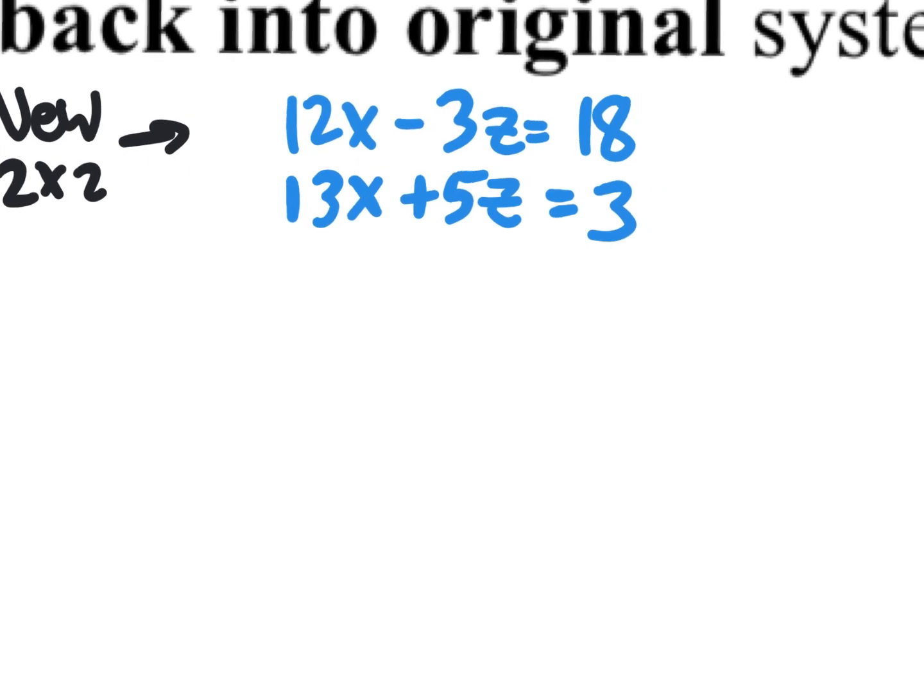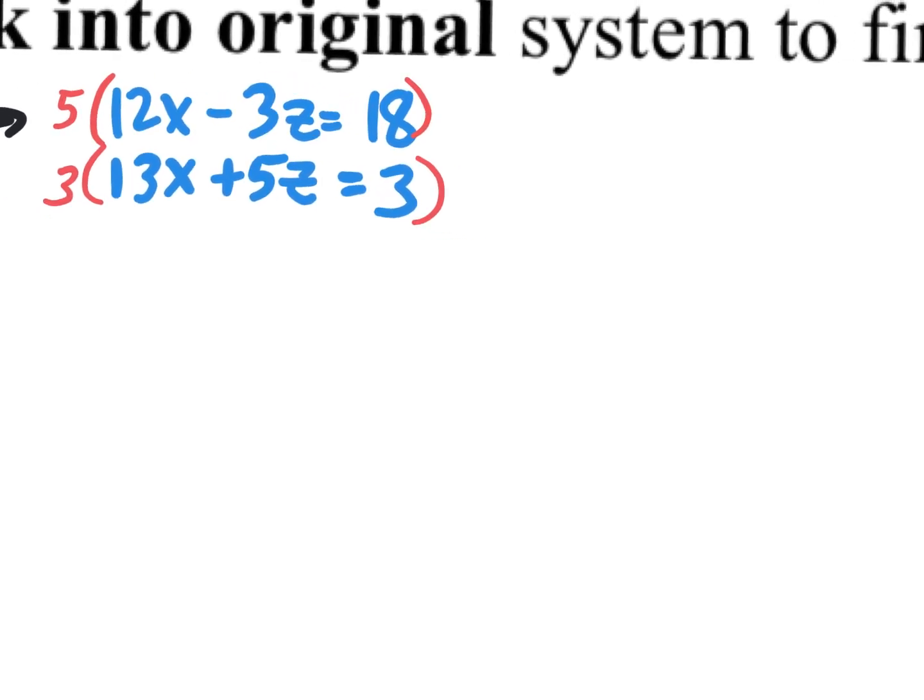Let's get either x's or z's to cancel. What do you think's easier, canceling out x's or z's? Z's for sure, right? I don't want to deal with 12 times 13. I'd rather deal with 3 times 5. So I know I could just change to a negative 15, positive 15, and then I'll be good. So let's begin. We're going to change this to a negative 15 up there by multiplying by 5. And we're going to change the bottom 5z to a positive 15 by multiplying by 3.